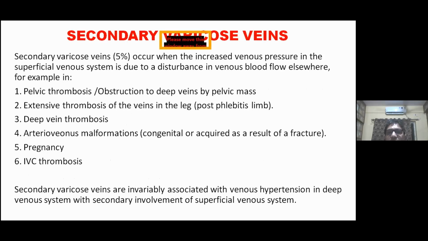They are 5% and occur when the increased venous pressure in the superficial venous system is due to disturbance in venous blood flow elsewhere. For example, pelvic thrombosis or obstruction in deep veins by a pelvic mass, extensive thrombosis of the veins in the leg, deep vein thrombosis, arteriovenous malformations, pregnancy, and IVC thrombosis. Secondary varicose veins are invariably associated with venous hypertension in the deep venous system with secondary involvement of the superficial venous system.